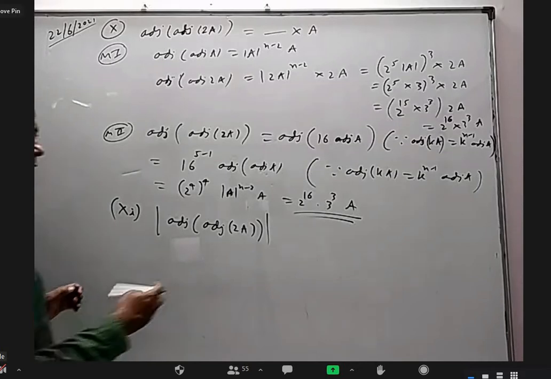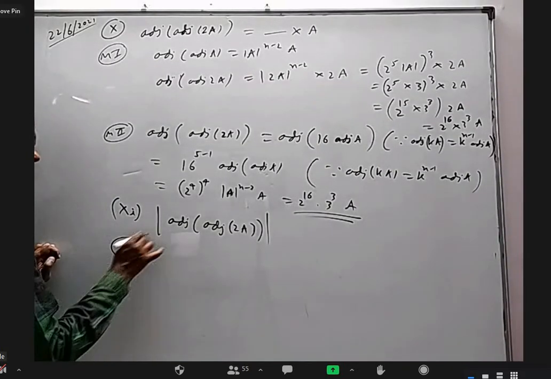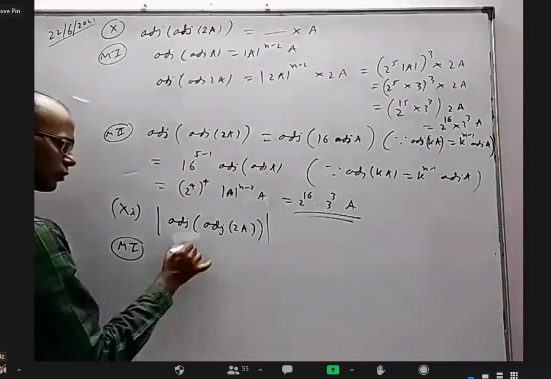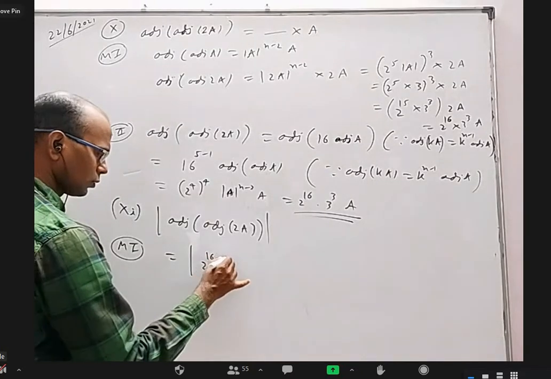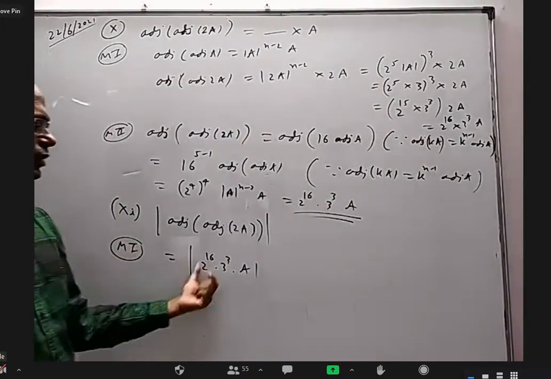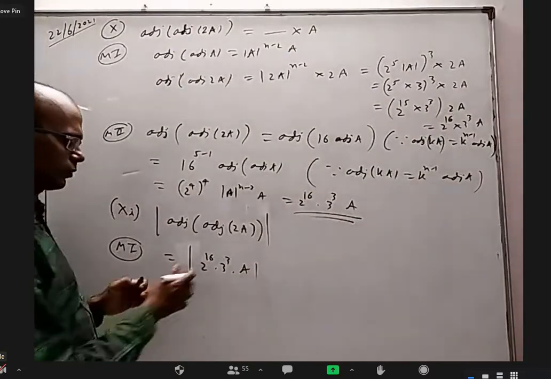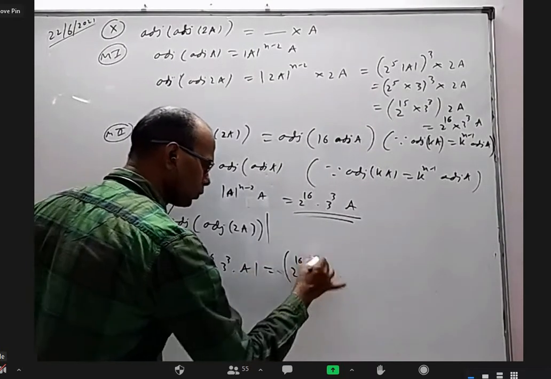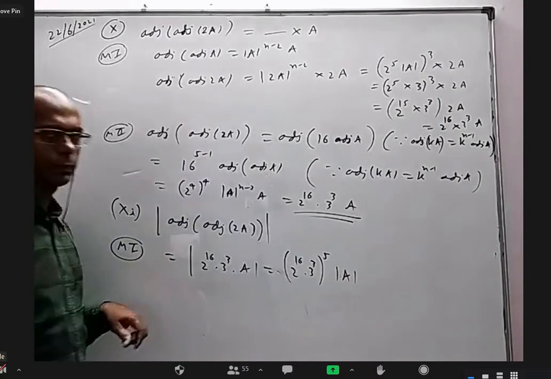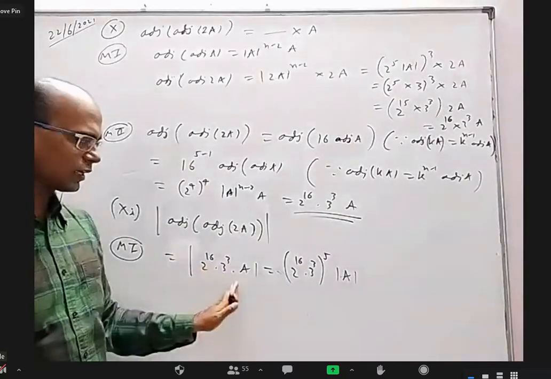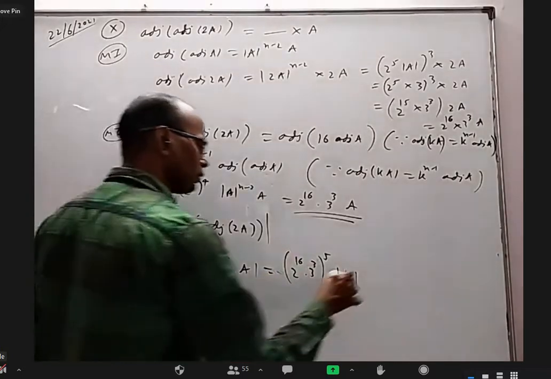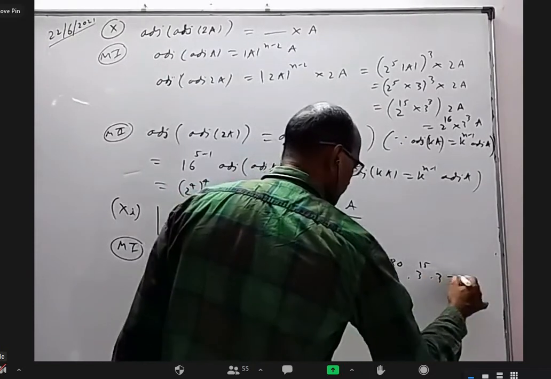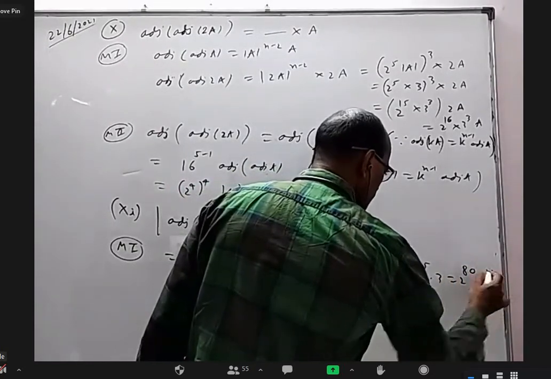Okay, let us see. Method 1. Anyway, adjoint of adjoint 2A we simplified here, the previous one. So I can use that. So this is equal to 2 power 16 into 3 cube into A. And det of KA is K power n into det A. So you will get 2 power 16 into 3 cube whole power 5 into det A. From here to here, det of KA is K power n into det A. So which is 2 power 80 into 3 power 15 into 3. 2 power 80 into 3 power 16.